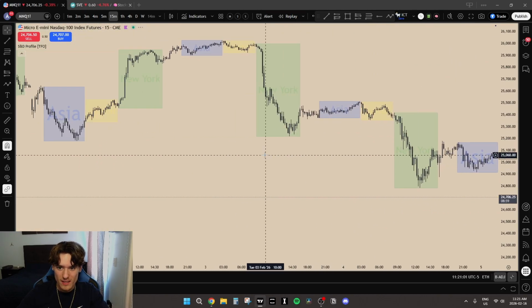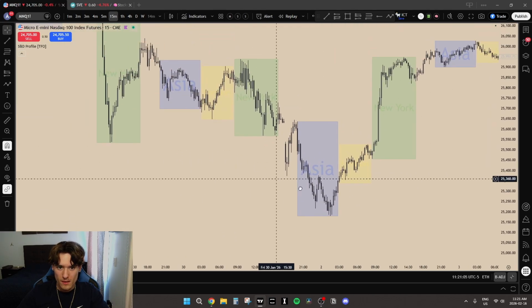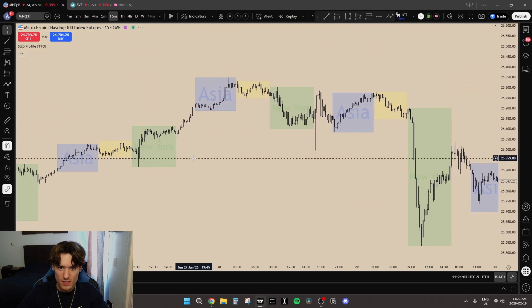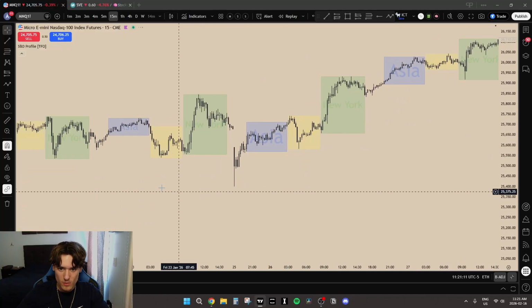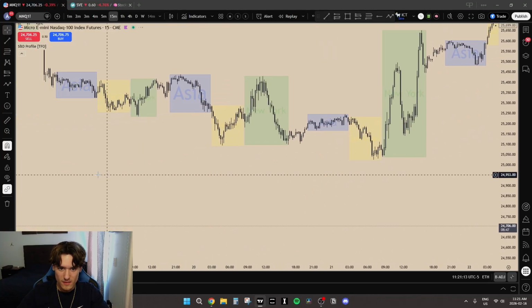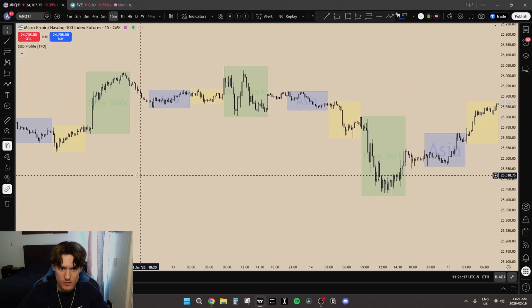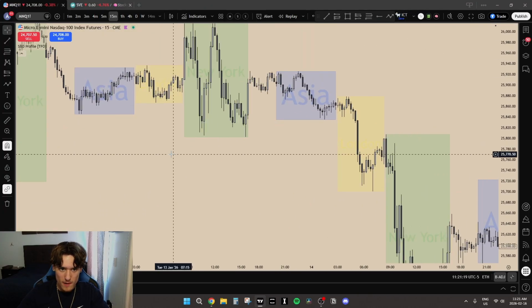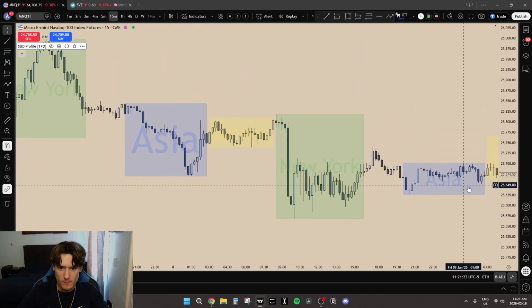Let me find where we actually just do kind of a choppy session. Choppy session in the London session. Let's see. Come on. I have to find it. Why is there no choppy sessions? Okay, here we go. Finally.